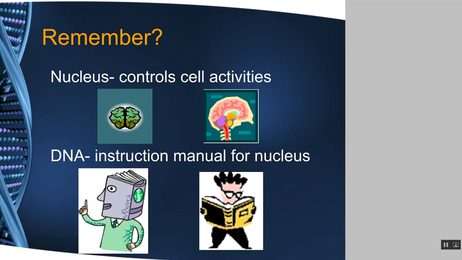All right, let's review a little bit about cells and DNA. What you should know, or hopefully are remembering, is that in your cell you have a nucleus, and the nucleus controls all of the cell's activities. It's the brain of your cell. Inside your nucleus is your DNA. That is the instruction manual for the nucleus and for your entire body. It holds everything. So we're going to look a little bit more in depth at that.